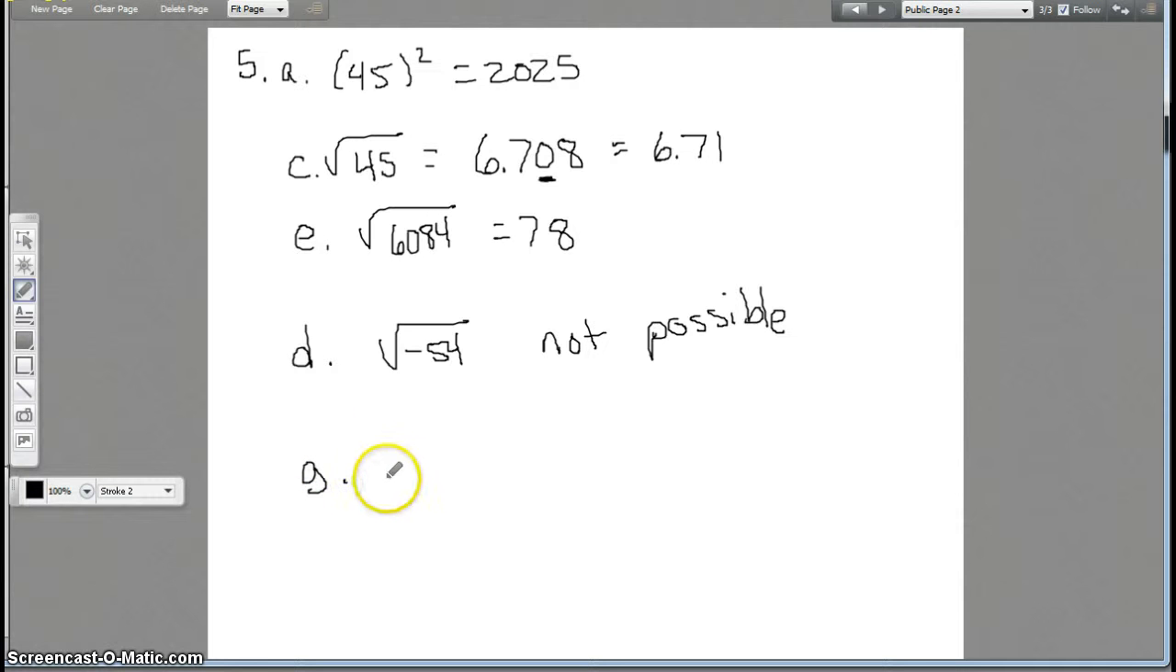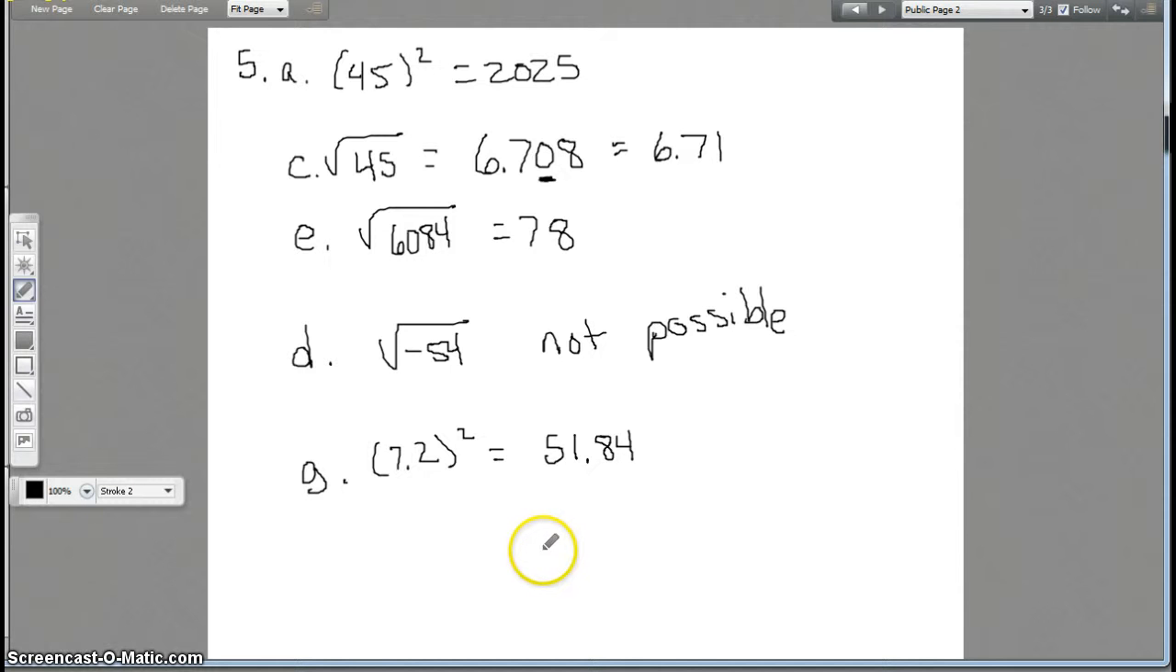Part G says 7.2 squared. Well, if we look in our chart, that's not actually in our table of squares and approximate square roots. So that is one that you would definitely want to do on your calculator. When you put that in your calculator and round it to the nearest hundredth, it's going to be 51.84.